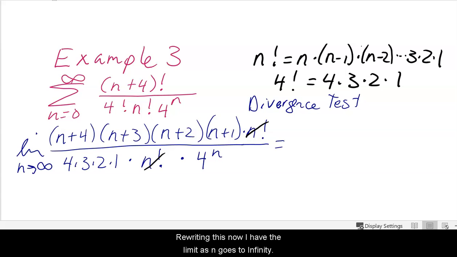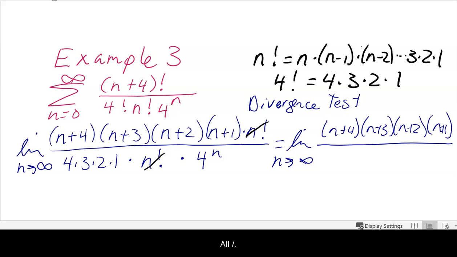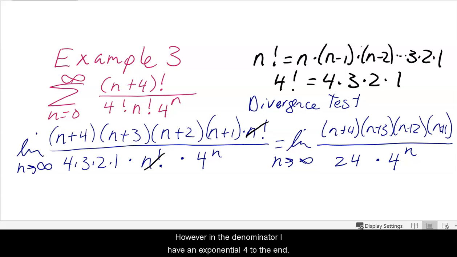Rewriting this now, I have the limit as n goes to infinity of n plus 4 times n plus 3 times n plus 2 times n plus 1, all divided by 4 times 3 times 2, which is 24, times 4 to the nth power. The 1 over 24 could be brought outside the limit. I know if I were to multiply out the 4 binomials in the numerator, I would have a 4th degree polynomial. However, in the denominator, I have an exponential 4 to the n.